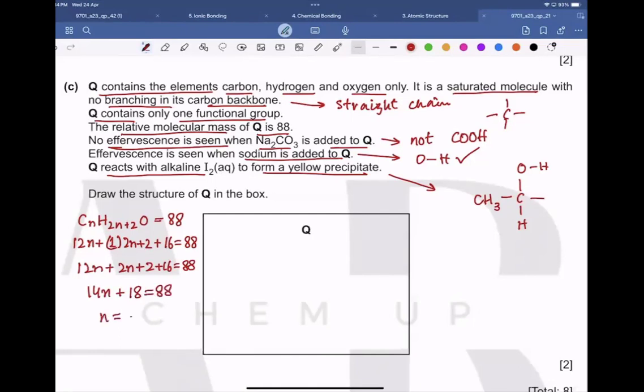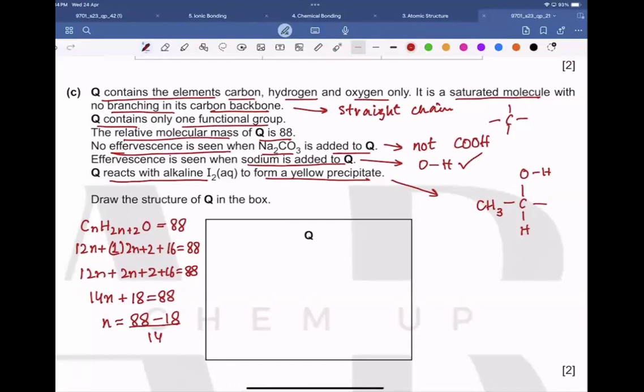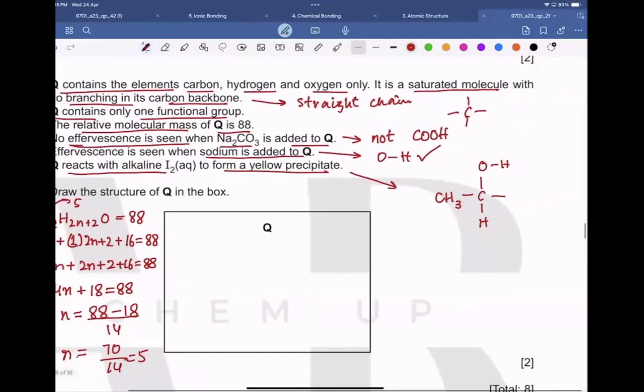So n is going to be equal to 88 minus 18, over 14. Can anyone solve it and tell me what value of n we are getting? 88 minus 18 would be 70, and 70 divided by 14 is 5. So we got the value of n. It means there are 5 carbon atoms. How many carbon atoms have I drawn so far? So there are 3 more carbon atoms. And this carbon atom is going to have 2 hydrogens.